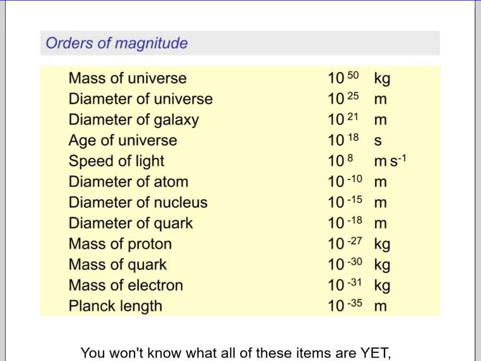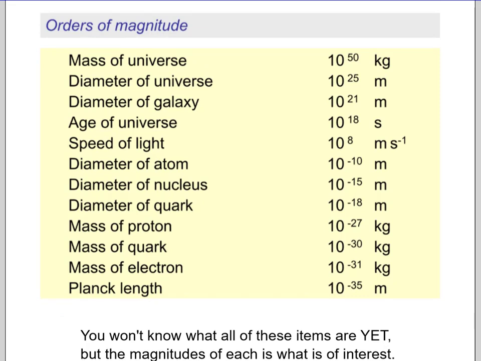Orders of magnitude, you will never have to memorize these, but they are handy to have organized somewhere that you can look them up if you need to. So you can see a range of things from the mass of the universe being 10 to the 50th. This is quite literally beyond human comprehension. You can't really think about that number. It's just an abstract concept. Down to something like this, which you may not know is a Planck length or mass of electron. You're looking at 10 to the negative 31, negative 35.